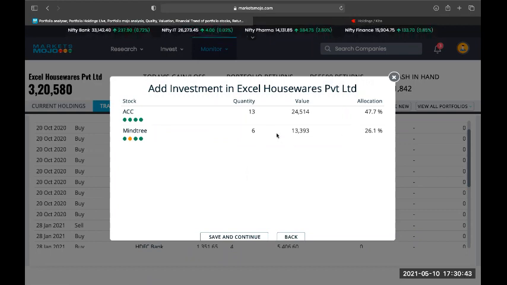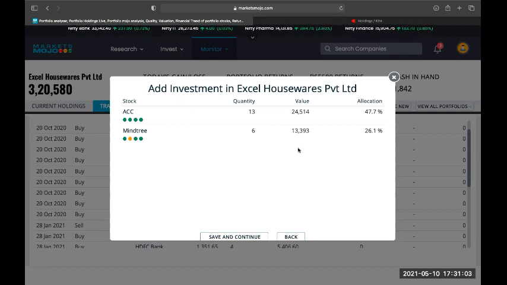Okay, so you see, I entered the amount as 50,000, and it is only recommending two stocks in which I need to add the money. There's ACC and there's Mindtree. These are the only two stocks it's asking me to add the money to. Why? Because it is checking the parameters at this point of time.